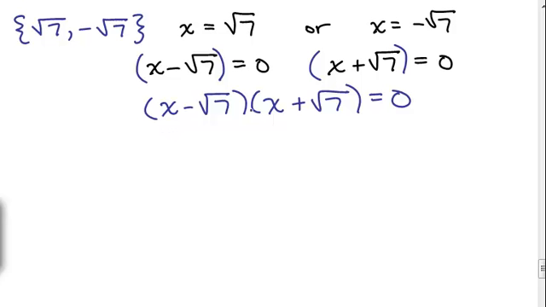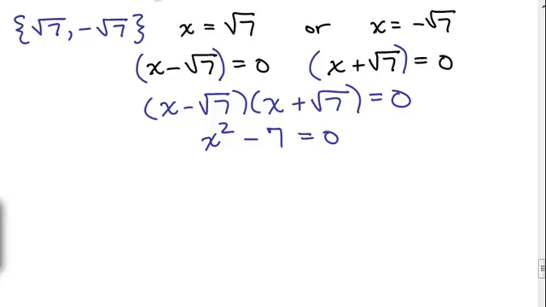Now, hopefully you recognize this as the difference of two squares, because this is of the form a plus b times a minus b, or actually this one's a minus b times a plus b. So the outer term, plus square root of 7 x, and the inner term are going to cancel. So we have x times x minus square root of 7 times square root of 7, which is just 7. And I have just written a quadratic equation where the solutions are square root of 7 and negative square root of 7.